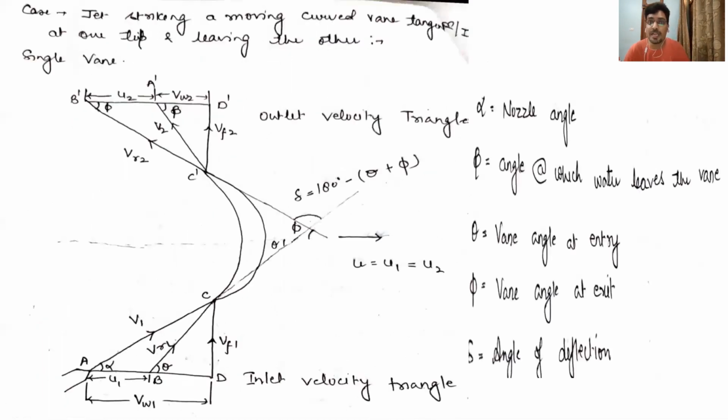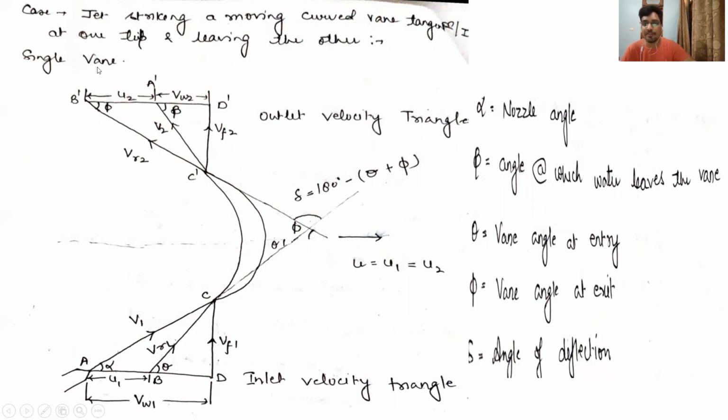Now the next case will be jet striking a moving curved vane tangentially at one tip and leaving the other. Now this is the condition. This is the unsymmetrical plate. The jet is striking on this vane tangentially, and it is striking at one point and leaving it at the other. So what will happen in this case? It has two velocity triangles, that is the inlet velocity triangle and the outlet velocity triangle.